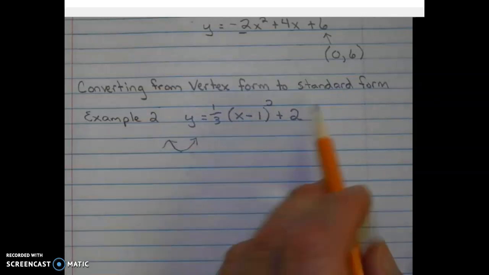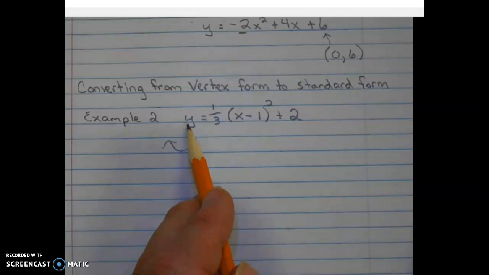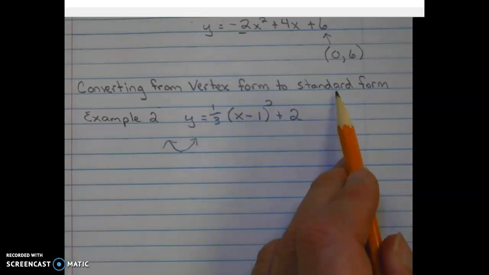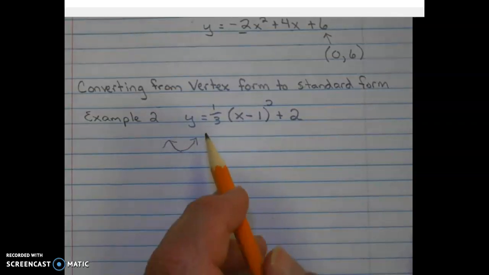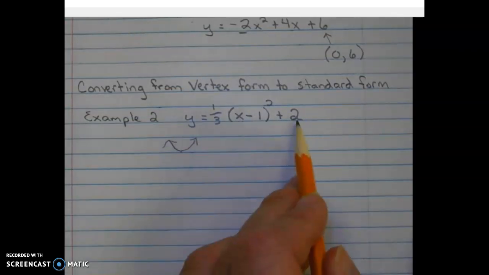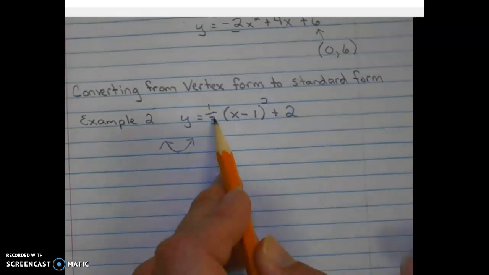Well, let's say we want to know the y-intercept, and vertex form doesn't give us the y-intercept. Only the standard form does. So we're going to go ahead and, I can't speak this morning, we're going to go ahead and multiply this out. So basically, we're going to be simplifying this.